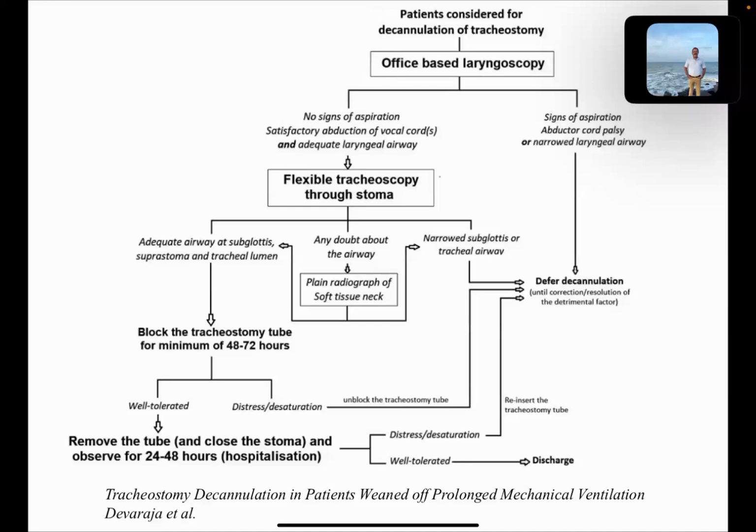This is their protocol. They went for flexible endoscopy through the stoma. Through the tracheostomy stoma, they went up and looked at the subglottis, whether there is any suprastomal or tracheal lumen obstruction. If there is any obstruction, they went for an X-ray soft tissue neck, and if there is nothing, then they blocked the tracheostomy tube for a minimum of 48 to 72 hours, and gradually decannulated the tube.